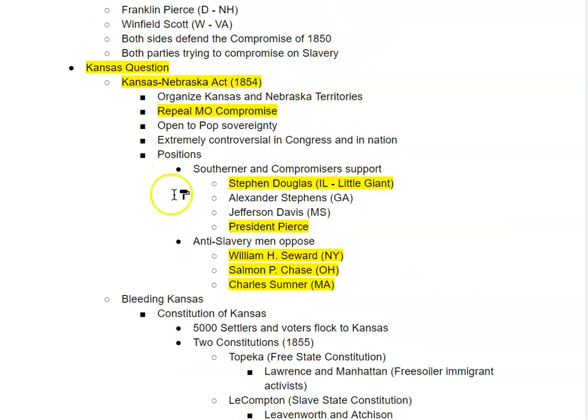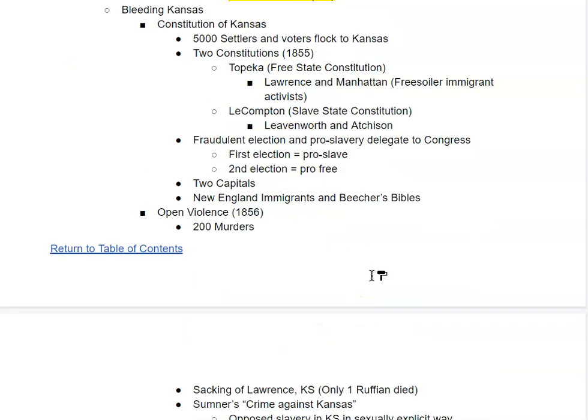The Kansas-Nebraska Act, while being controversial, does pass. It is endorsed by virtually anyone who wants to expand slavery and almost anyone that wants to compromise. These are kind of the minority anti-slavery people. What happens in Kansas? What happens in Kansas is open violence. This period of the next few years is known as the bleeding of Kansas, or Bleeding Kansas.